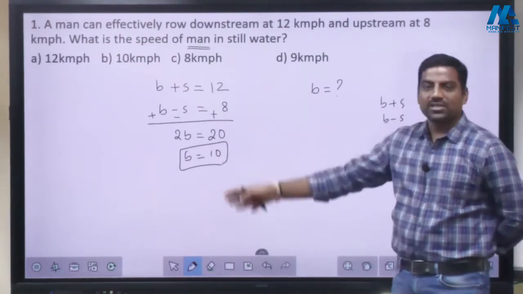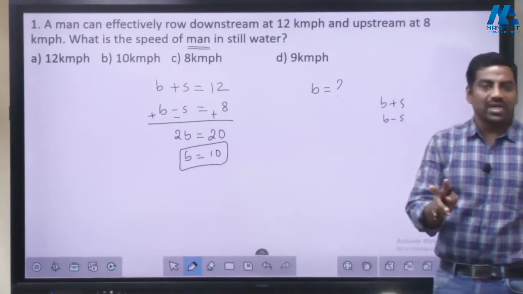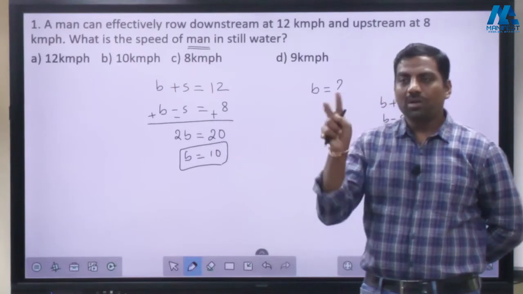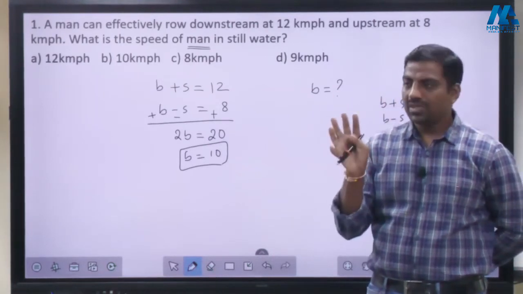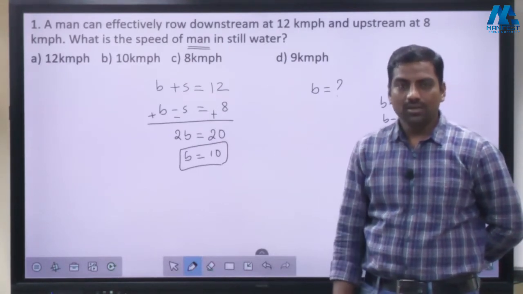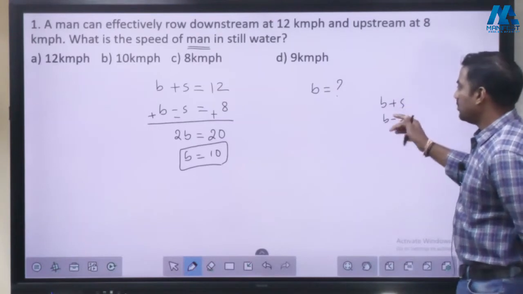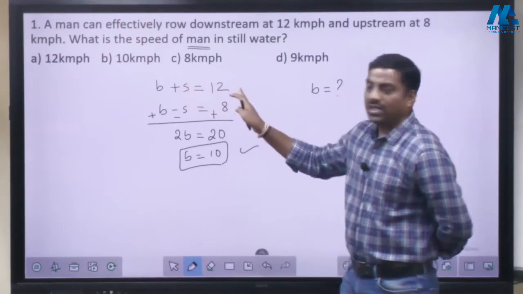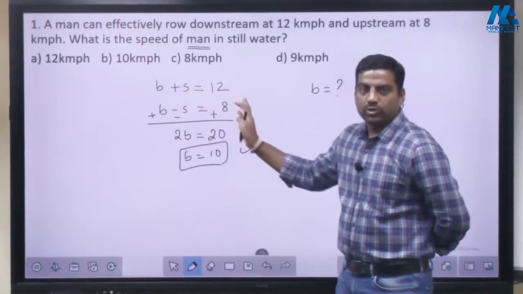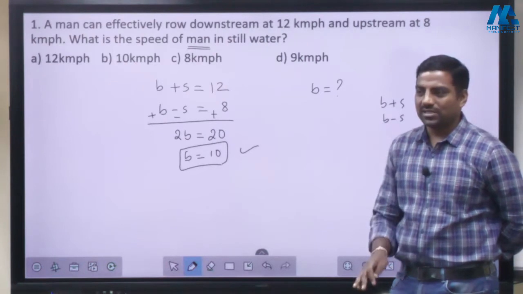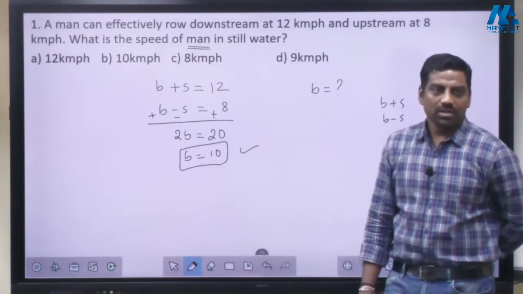Simple. You don't have to write all these things. B plus S is 12. B minus S is 8. If you want B, 12 plus 8, 20 divided by 2, 10. If you want S, 12 minus 8, 4 divided by 2. Done? So B's value is 10 and S value will be 2. B plus S, 10 plus 2 is 12. B minus S, 10 minus 2 is equal to 8. Simple. See, boats and streams, you just have to understand the concept. That's it. The solution is very simple. Okay, done?